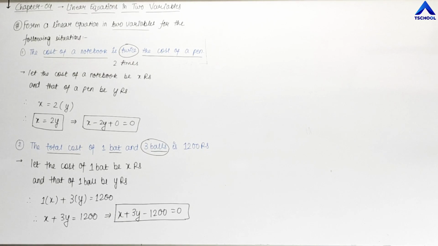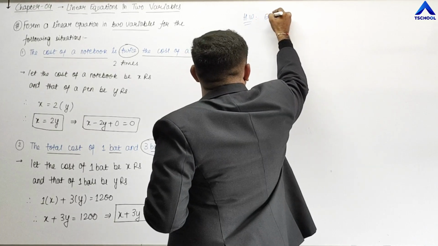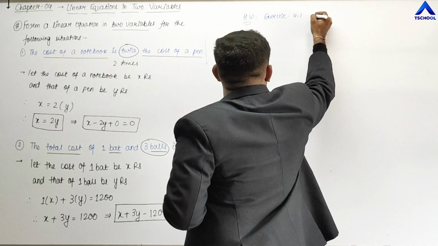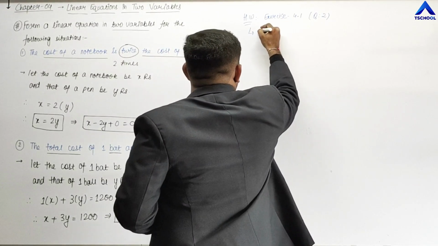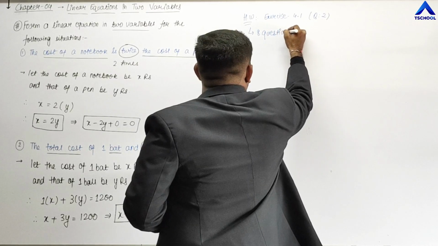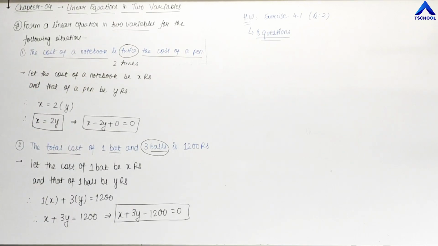Okay. Now, in today's homework, friends, do exercise 4.1, question 2. There are 8 questions that we have solved the same as the previous example, that is writing down the equations in the standard form and indicating the values of A, B and C. So that is how we write down all these equations in the standard form and indicate the values of A, B and C. So do all these things in the homework. Okay, friends.